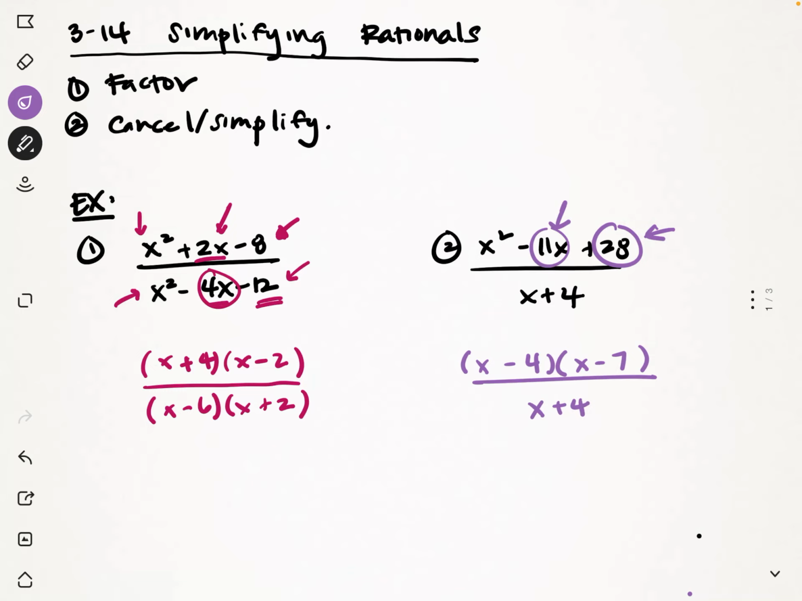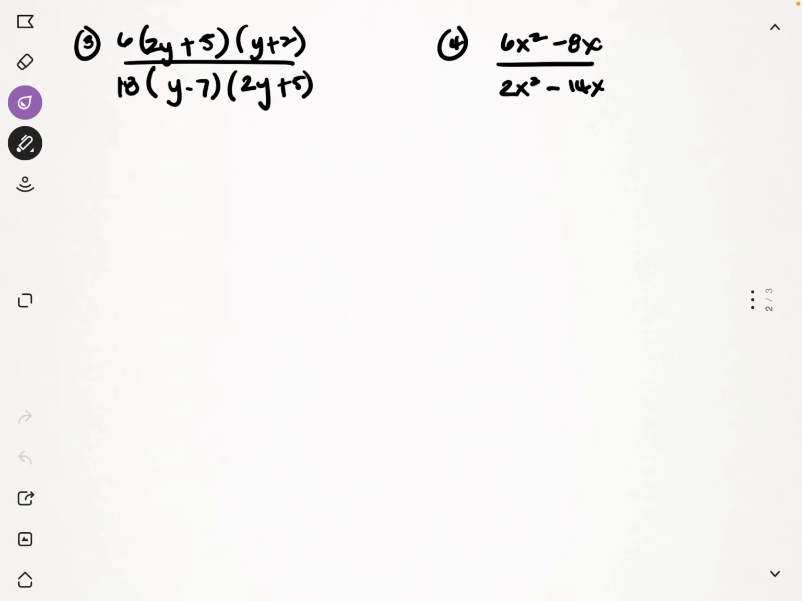Okay, that's weird. This one doesn't cancel either, but if we did have common factors in the top and bottom, we could cancel them out. Unfortunately, this one does not. All right, on to number 3.